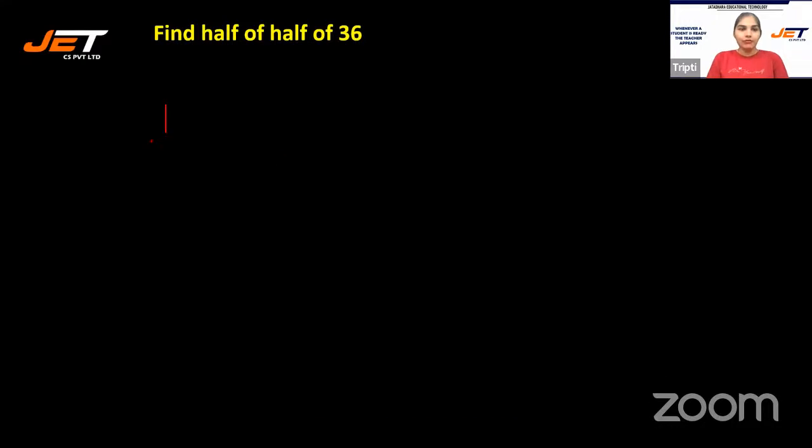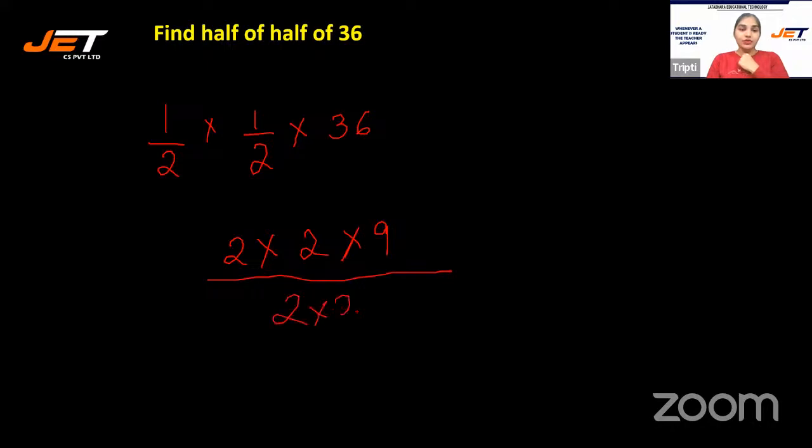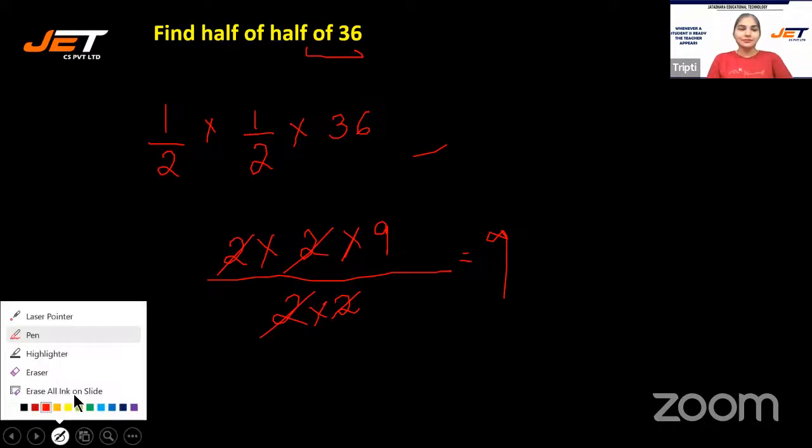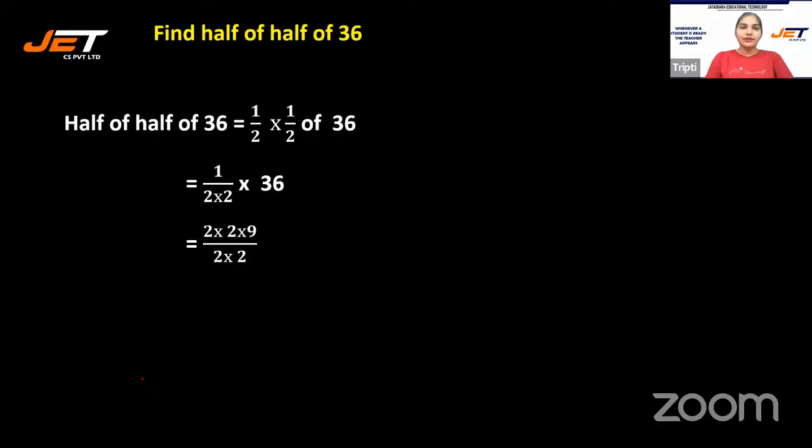Okay, so half of 36, right? If I solve it, how can I do it? I can write 36 as 2 times 2 is 4, 4 times 9 is 36. In the denominator, it's 2 times 2. And here my answer is 9. I can even do it verbally. Half of 36 is 18. Half of 18 is 9. Easy. So see, 9.